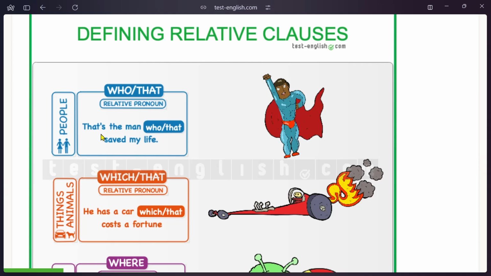There's two subjects? No. Is the man and who? Who is a subject. Yes. The man is not a subject. Yes, it's a complement. It just shows what that is.